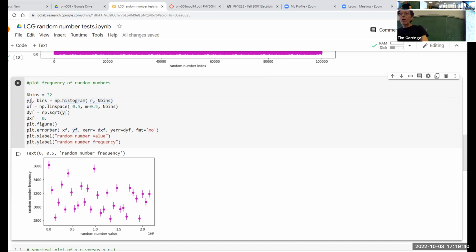The one that we'll work with, let me just mention this. The first argument that it returns, YF, is just the contents of each bin. And then the second argument, bins, tells us about the bin edges.